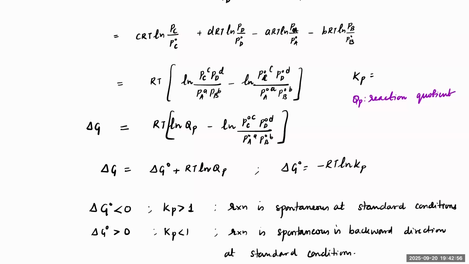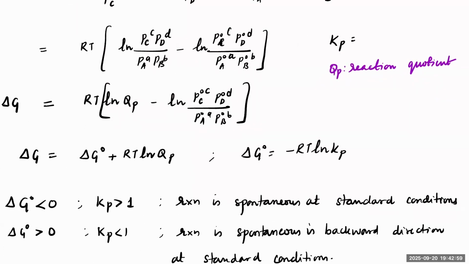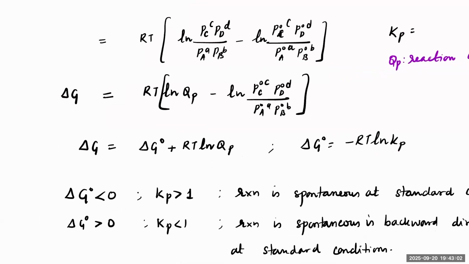So reaction quotient is a value at any particular time, not necessarily equilibrium. So ln Qp minus this entire thing. Okay. So this value ln Q is equal to, if I multiply, RT ln Qp minus RT ln this entire thing. This entire thing, RT ln this one, is what I define as delta G naught. So what I got here is delta G is equal to delta G naught plus RT ln Qp.